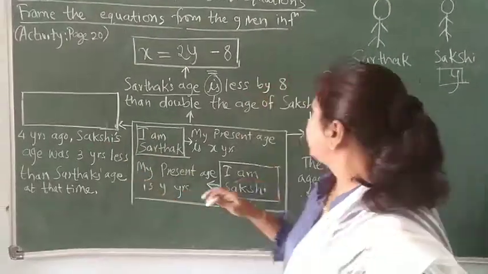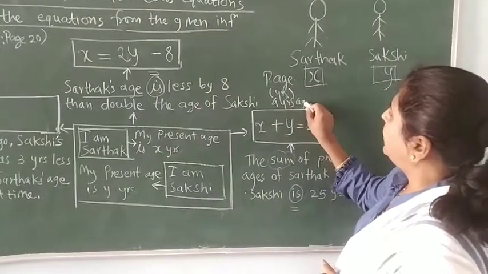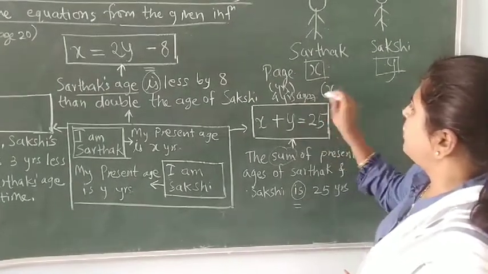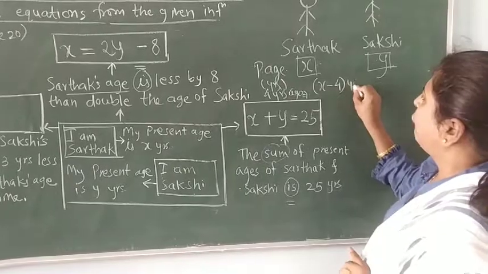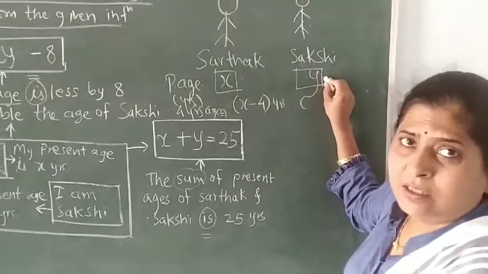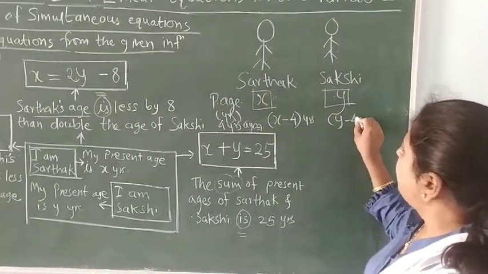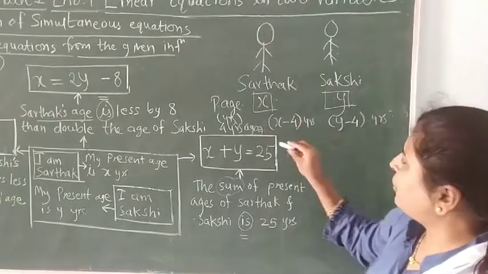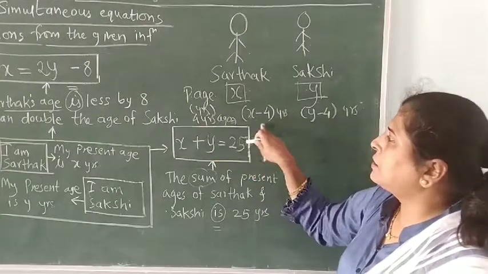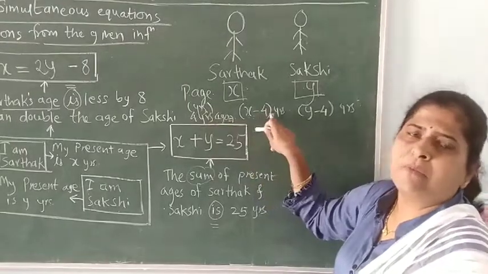Suppose your present age is X. So 4 years ago, what will their ages be? Sarthak today is X years, so his age 4 years ago will be X minus 4 years. And for Sakshi, if Sakshi is presently Y years old, 4 years before, she will be Y minus 4 years. So what you have to do is, from your present age, subtract whatever years ago. 4 years ago, that's why minus 4. If it is 2 years ago, it will be minus 2.